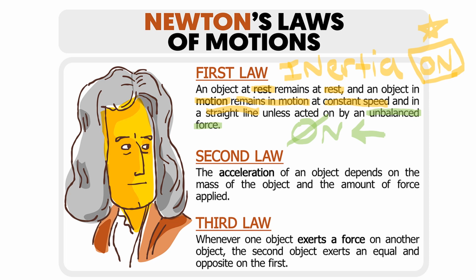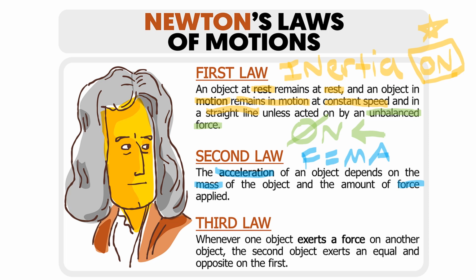Okay, second law, let's look at that one. So the second law says, for those that don't remember, F equals ma. The acceleration of an object depends on the mass of the object and the amount of force. So F equals ma. Moving on, let's go ahead and use yellow.